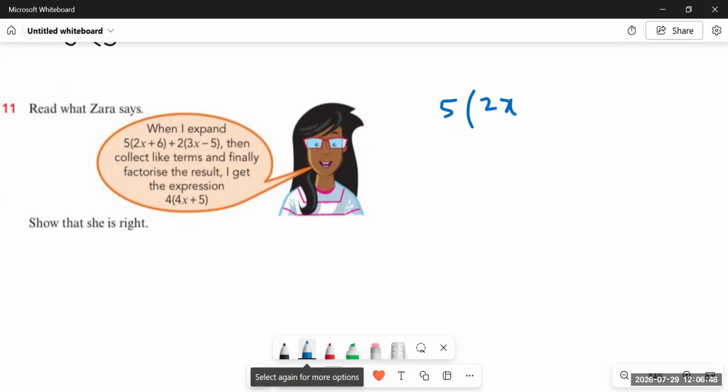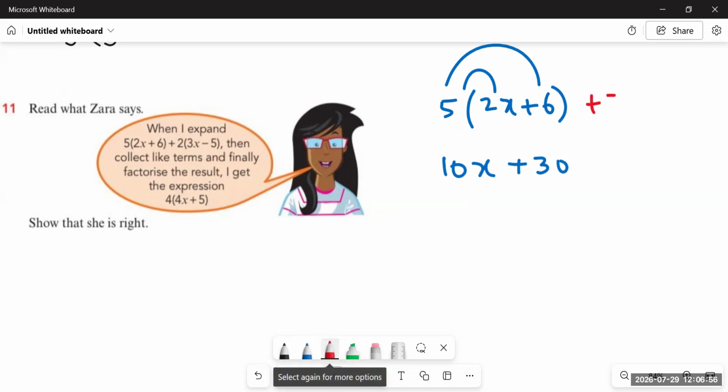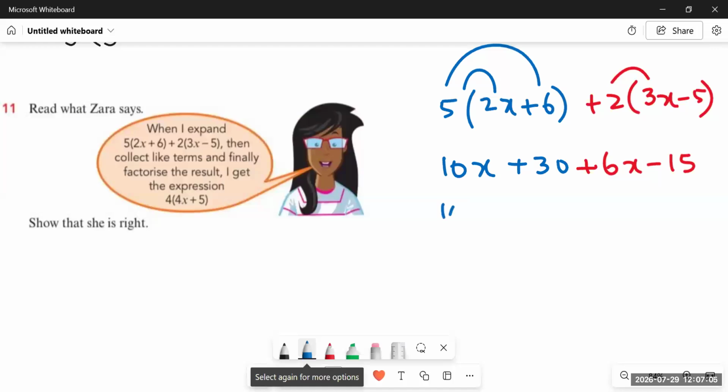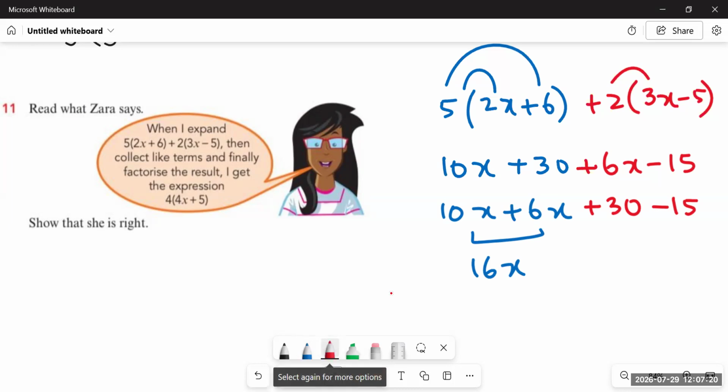So let's solve it. 5 bracket 2x plus 6, when you expand it, would be 5 2s are 10x plus 5 6s are 30, right? Okay, fine. And then we have plus 2 bracket 3x minus 5. So 2 3s are 6x minus 2 5s are 15. Now we will collect the like terms. So for 10x, we have plus 6x and then plus 30 minus 15. So between these two terms, we have 10 plus 6, 16x is the answer, and 30 minus 15 is 15.